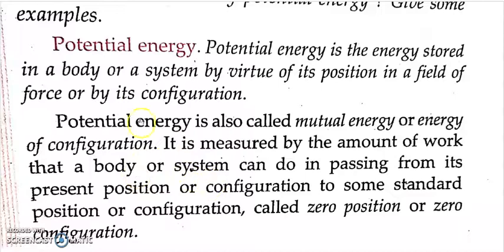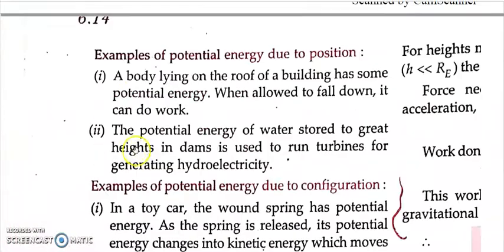It is measured by the amount of work that a body or system can do in passing from its present position to another position. The amount of work that the body or system can do is called potential energy. Now let's take some examples. A body lying on the roof of a building has some potential energy.